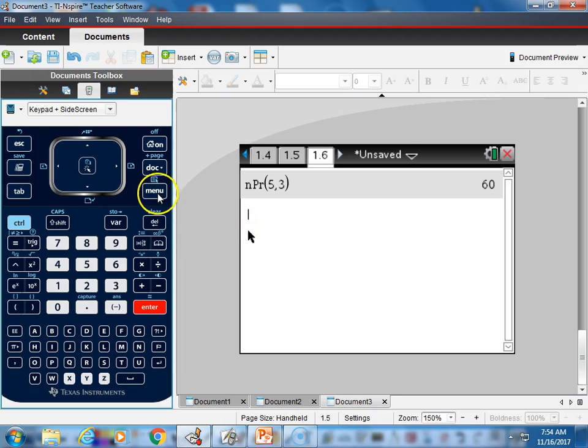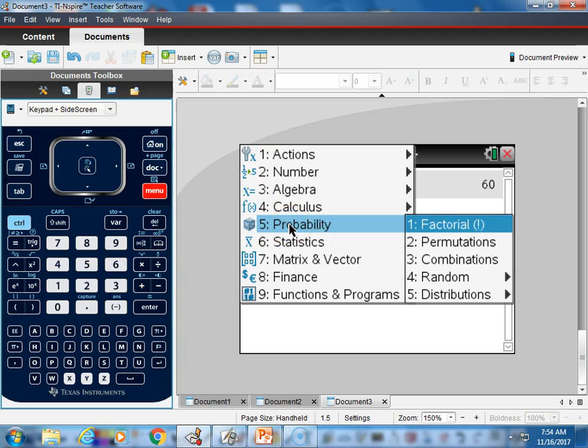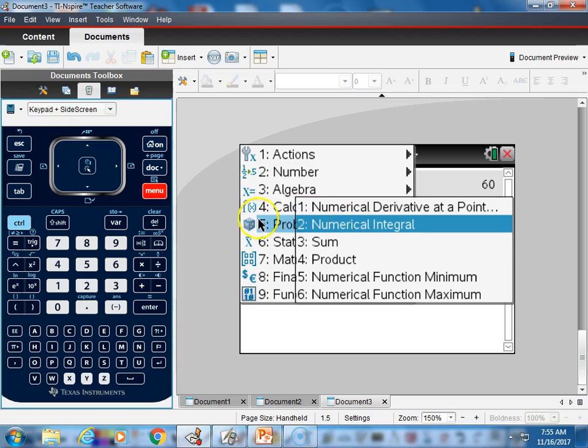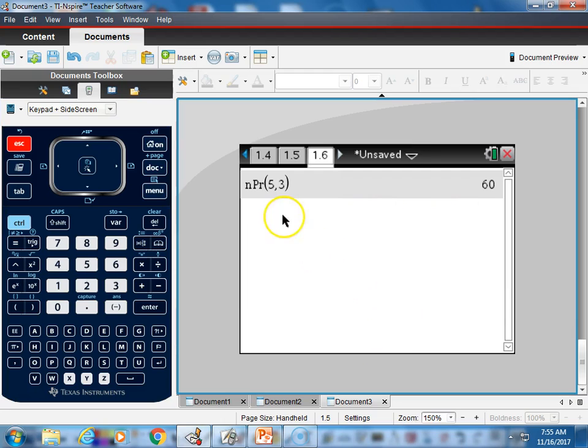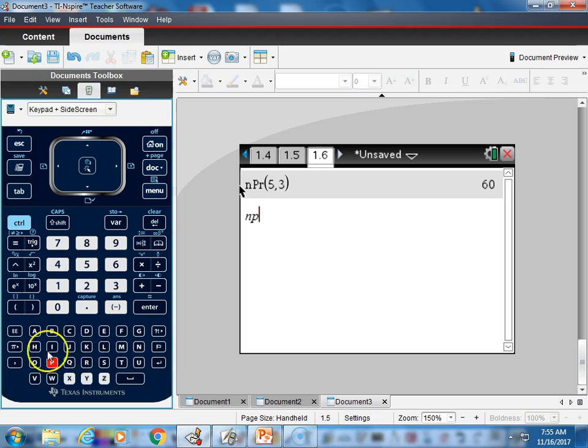You do Menu, Probability, Permutations. Now you see that combinations is in the same spot, so I'm not going to come back to the screen again. When we get to combinations, I'm just going to expect you to do it. You can also get to factorial here, but it's not really necessary. Also, you can just type it if you want to. So you could do nPr, and you don't have to worry about upper and lower case. But I like to go through the menu. I just think it's easy, and it kind of fixes it for you. Okay.